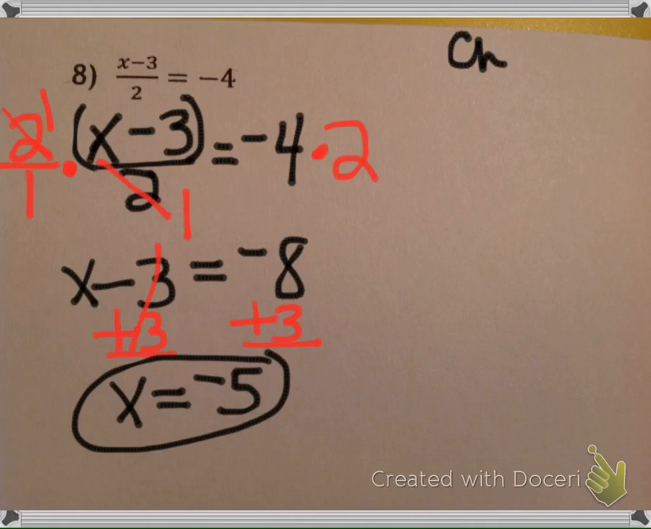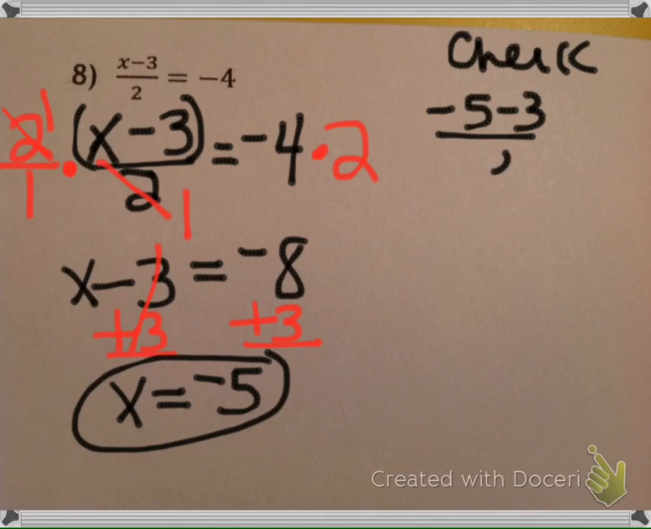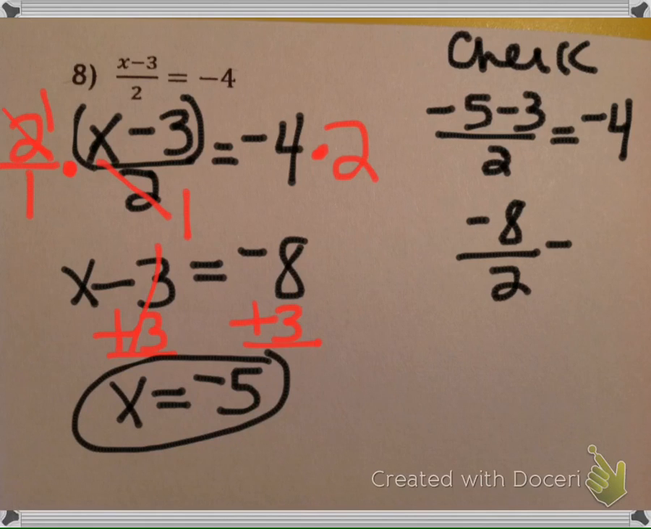Okay, let's do a check on this. We have negative 5 minus 3 divided by 2 equals negative 4. Negative 5 minus 3 have same signs, add. You get a negative 8 divided by 2 equals negative 4. Negative 8 divided by 2 is a negative 4, so you are good.